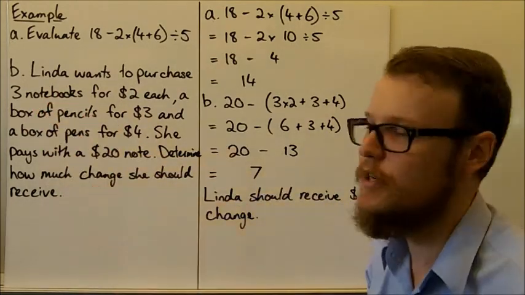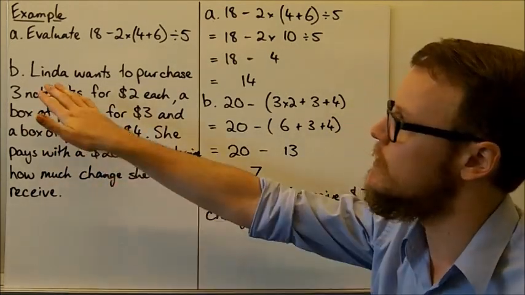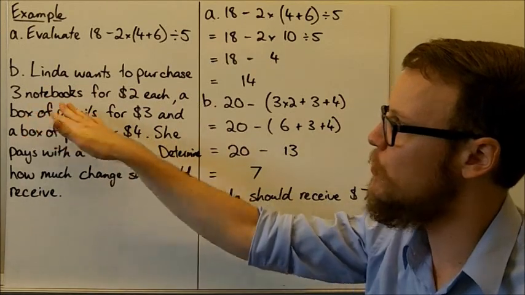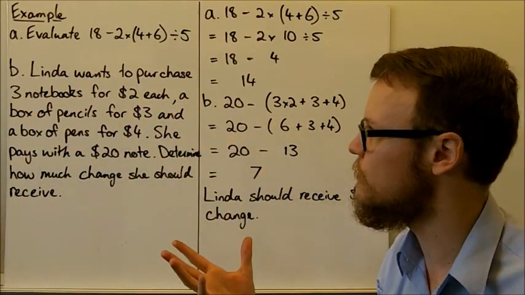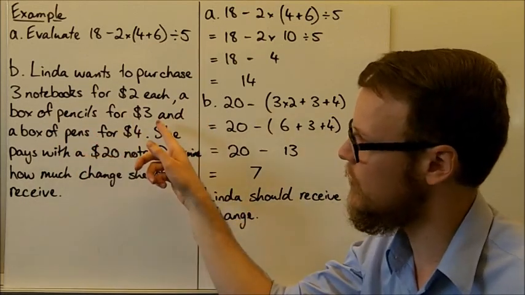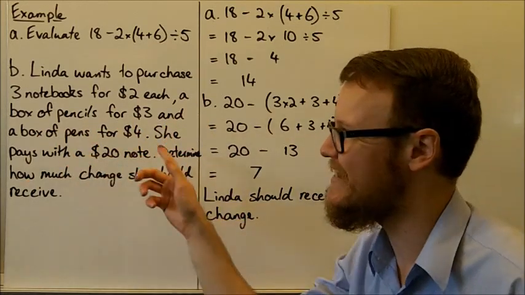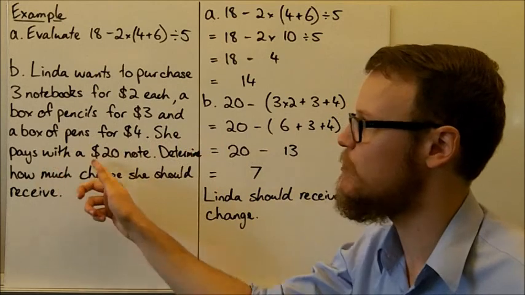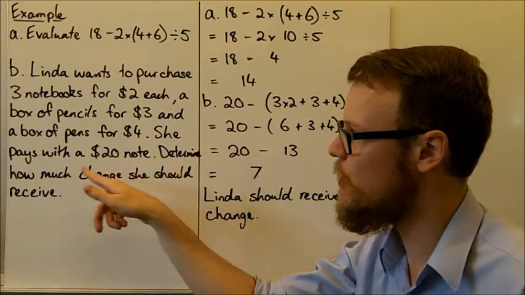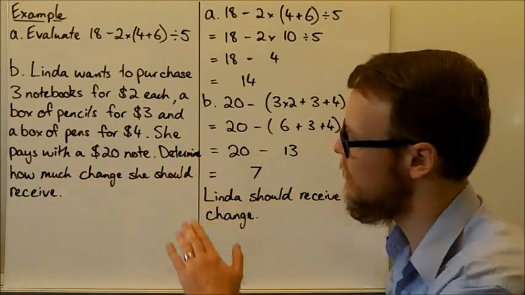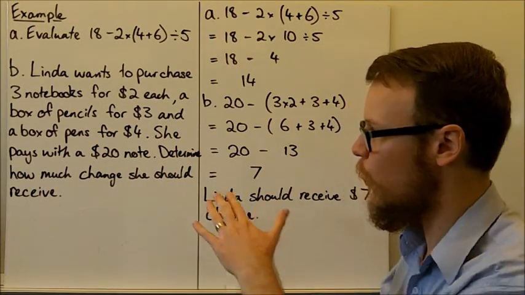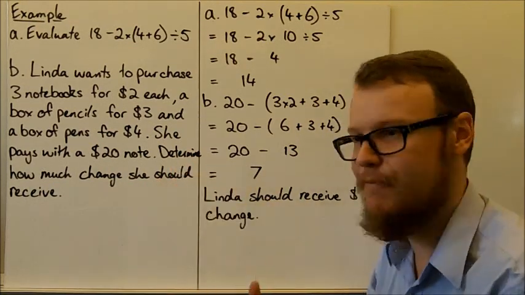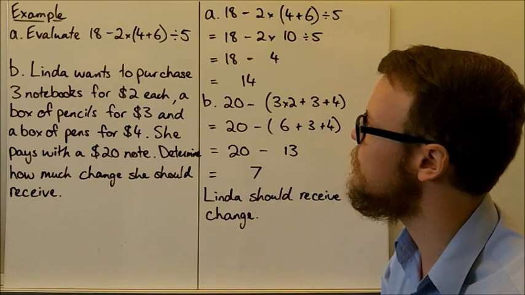Our second question here is a worded question, and it says, Linda wants to purchase 3 notebooks for $2 each. So there are 3 notebooks, each one's $2. A box of pencils for $3 and a box of pens for $4. She pays with a $20 note. Determine how much change she should receive. This word determine is our key task term. It's telling us what to do. What determine means, we need to find out how much change she should receive.